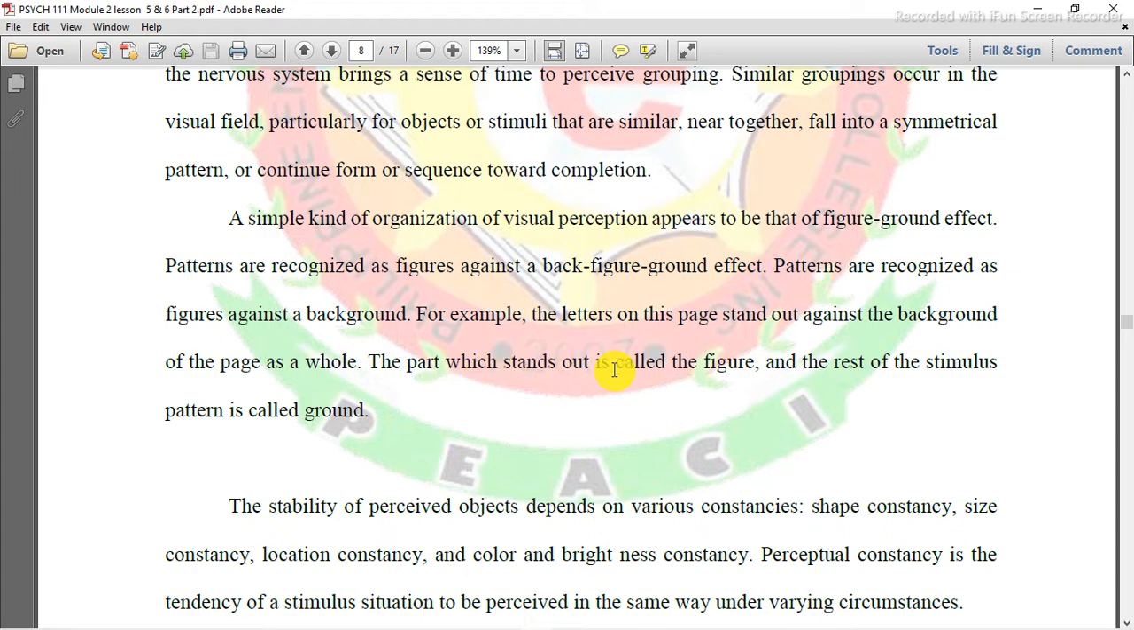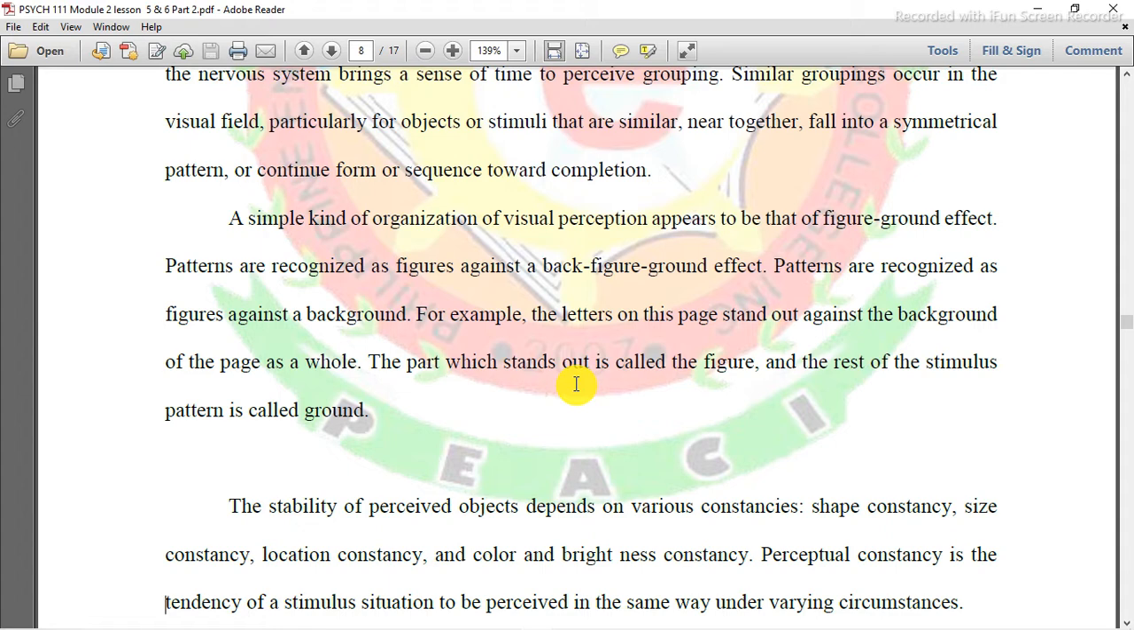Part of which stands out is called the figure. So, yung part na nakafocus dyan, no, yung part dyan, yan yung figure. Yung sa likod, mostly kasi pag sinabi kasi natin background from the word itself, sa likuran. Okay? Sa likod siya. Okay? So, yung nasa harapan, yung figure itself, yun yung nakikita mo.